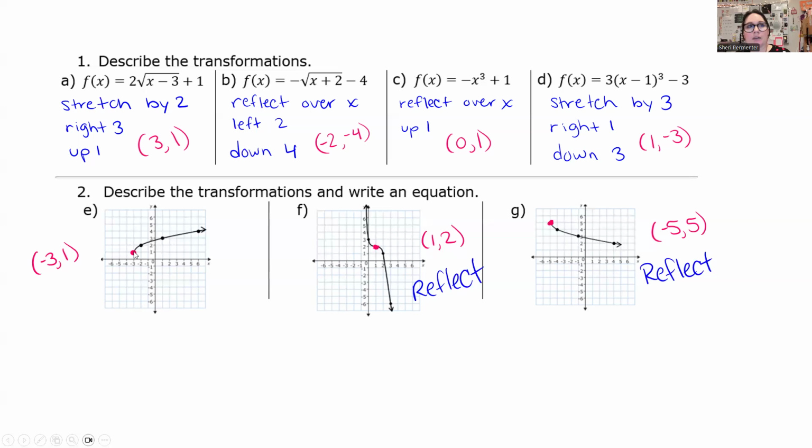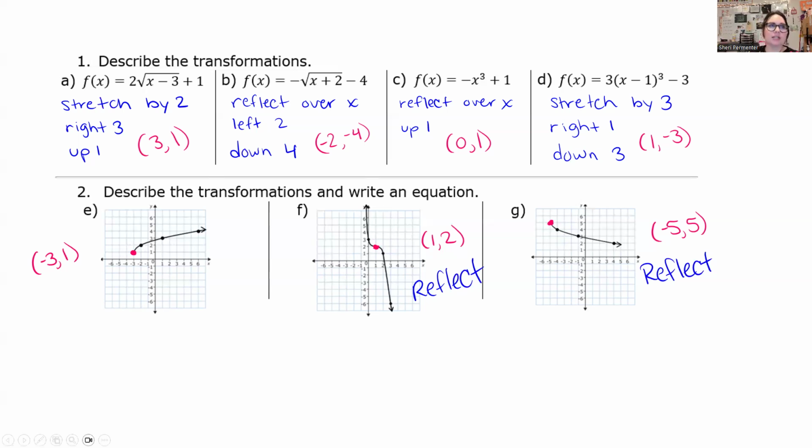So double checking that for this one, I go over one, up one. No stretch or compression. This one, I go over one, down one, no stretch or compression. Here, over one, down one, no stretch or compression. And so that's what we check for. If you went over one and down two, it's stretched by two. That's how you figure it out.